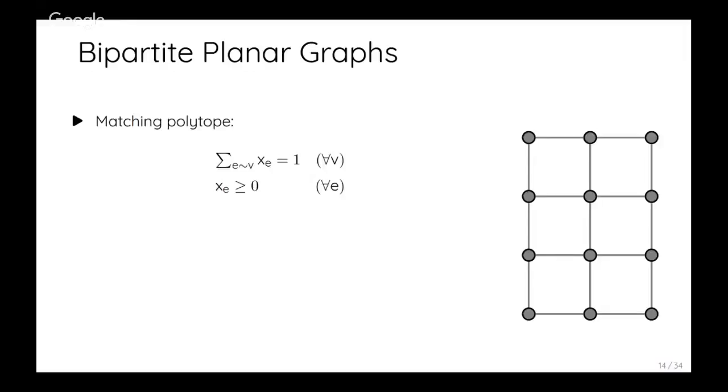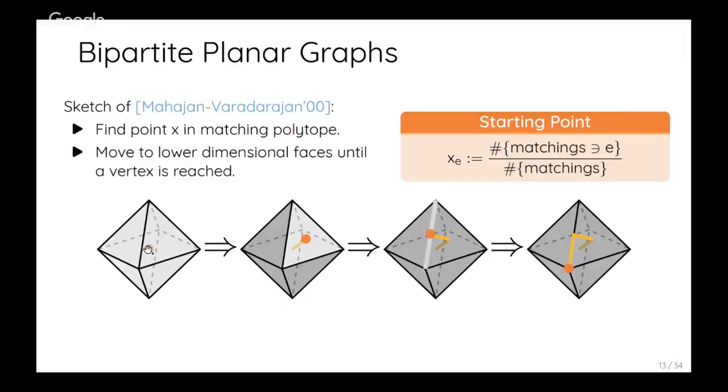Sorry, one more question. So you use this counting algorithm to find an initial point in the interior of the polytope. Right. And when you go to a lower dimensional polytope, do you again invoke the thing, or is it just one call? Just one call at the beginning of the algorithm. Okay.